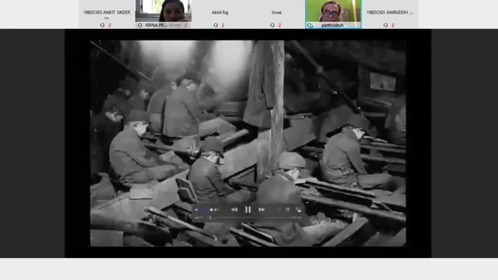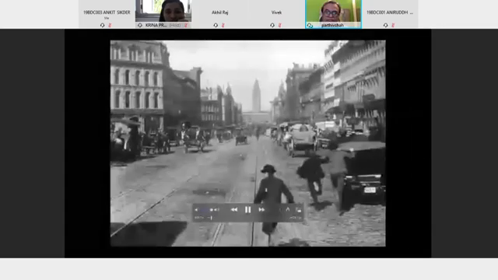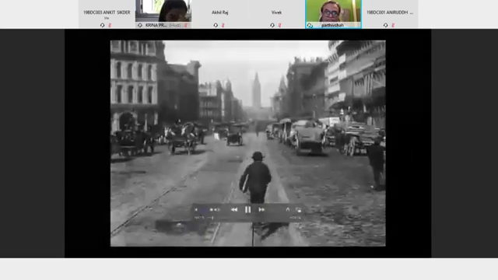In the early 1900s, the general population in those years had very little understanding of what was meant by child labor and child exploitation.